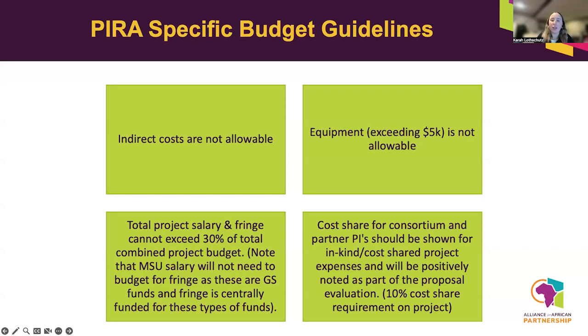Another thing to note is cost share for consortium and partner PIs should be noted for in-kind cost shared project expenses and will be positively noted as part of the proposal evaluation. In this case, for this round of PIRA awards, 10% of cost share is a required piece of the project, and then also the 10% of the communication is also required.